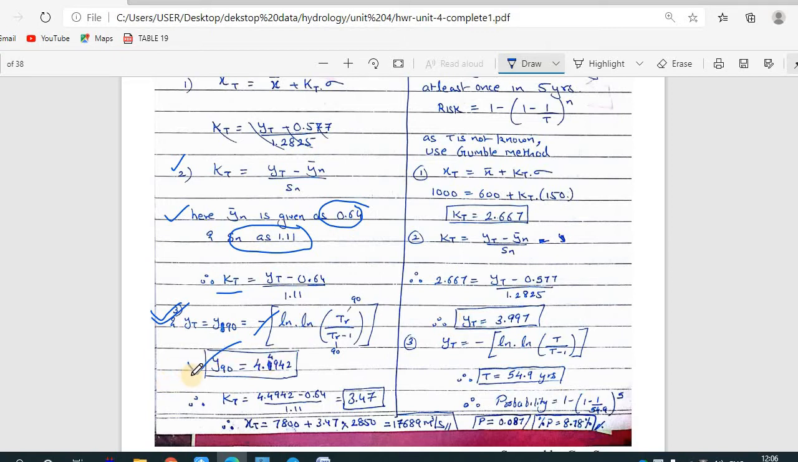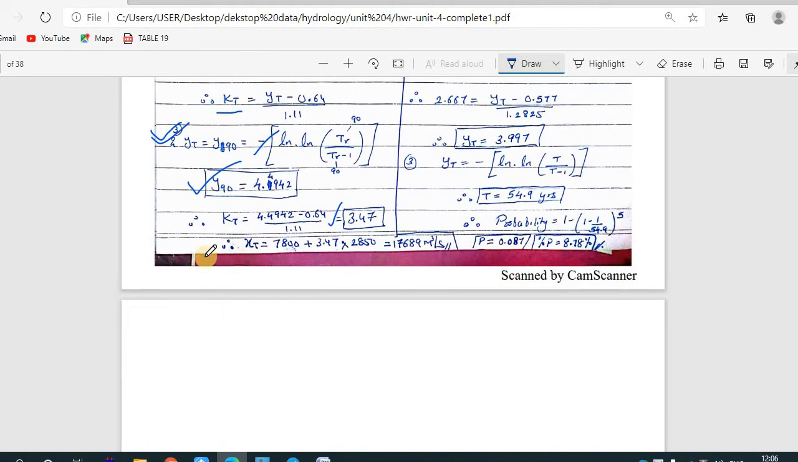Okay. Now we have got this yt value. So we'll put the yt value in your kt equation. Here we didn't know the value of yt, but now we know the value of yt. Yt is coming out to be 4.4942 minus 0.64 divided by 1.1. So the kt value is coming out to be 3.47.